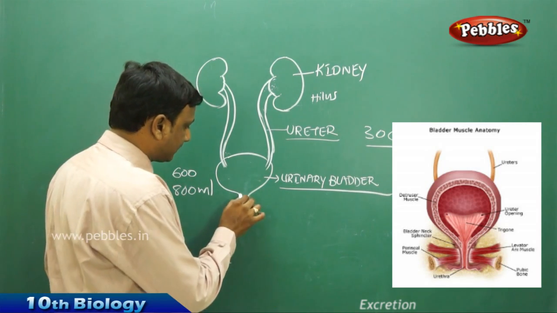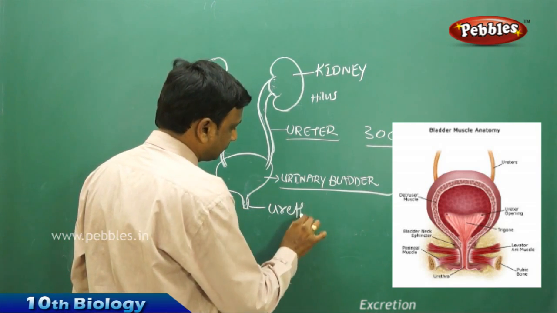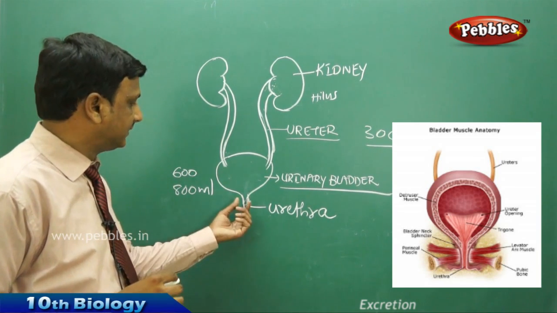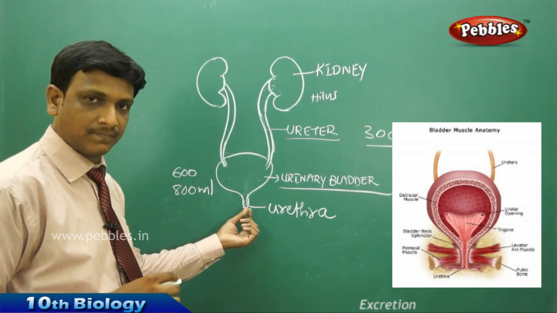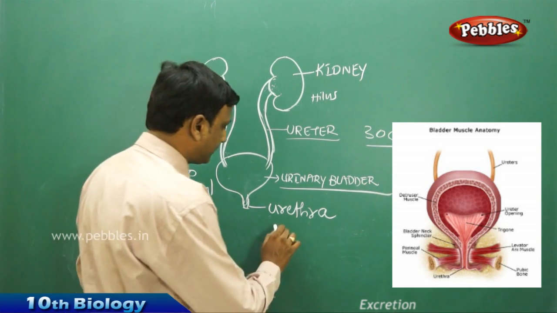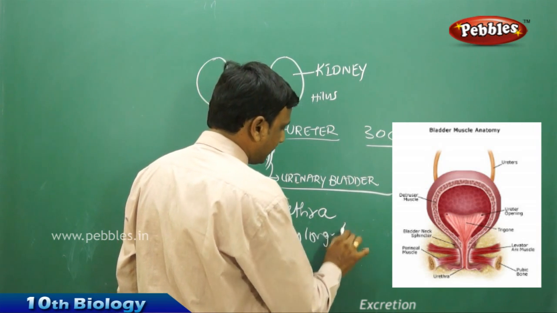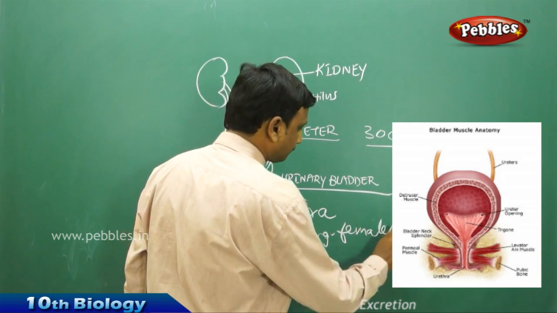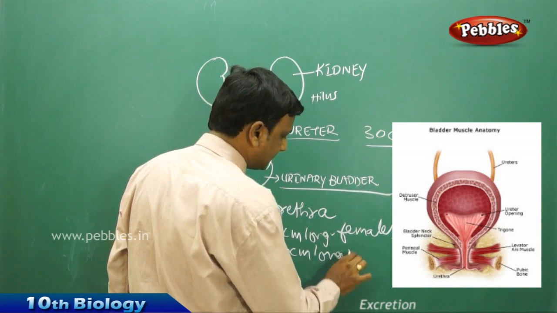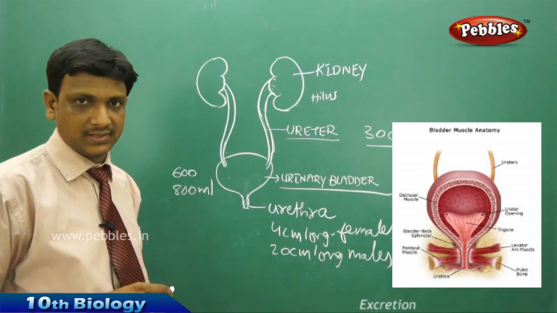The urinary bladder has an outlet called the urethra. The urethra is a passage through which the urine passes out. This urethra is 4 centimeters long in females and 20 centimeters long in males. So the length of the urethra varies in males and females.